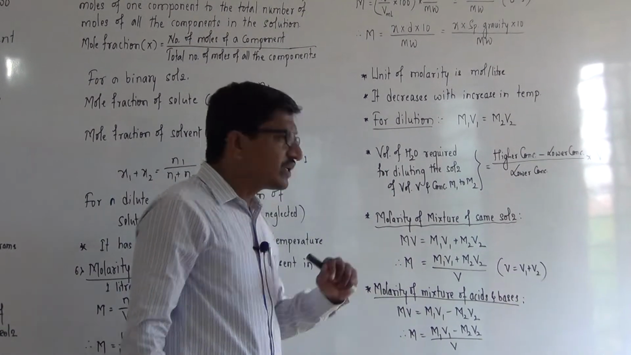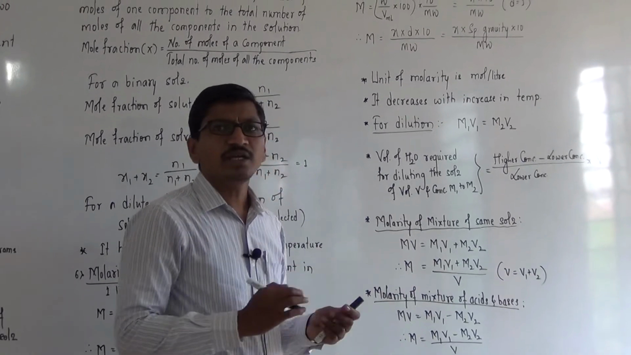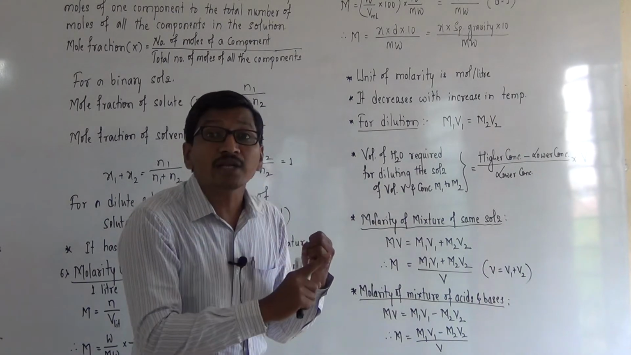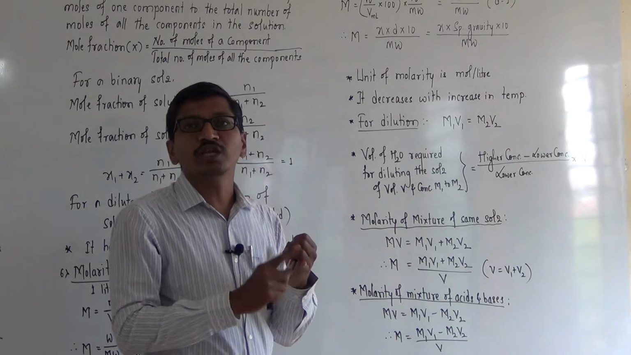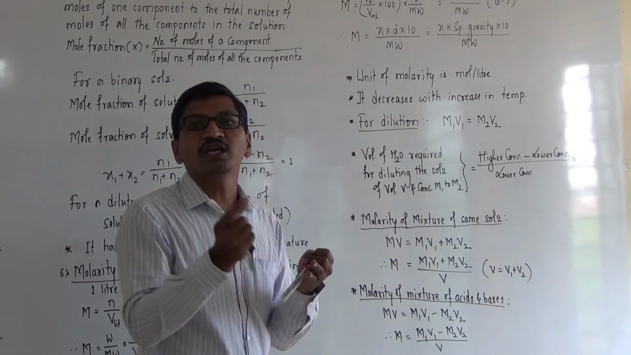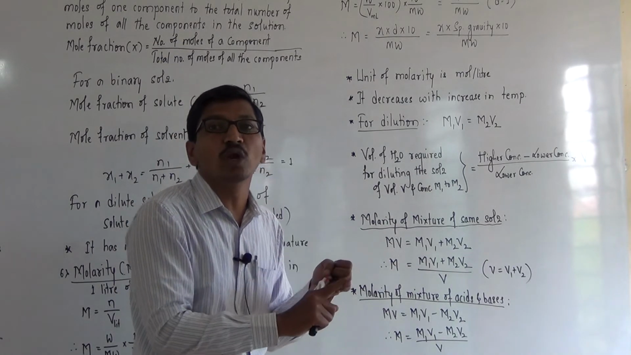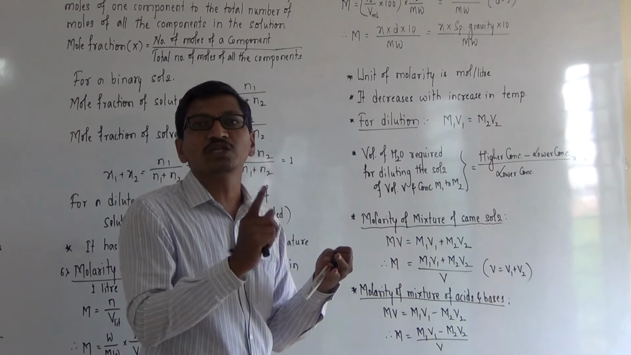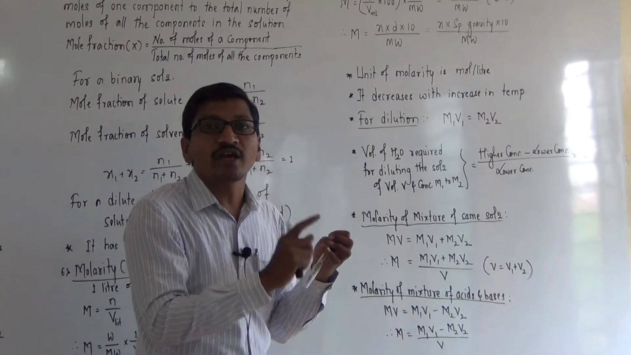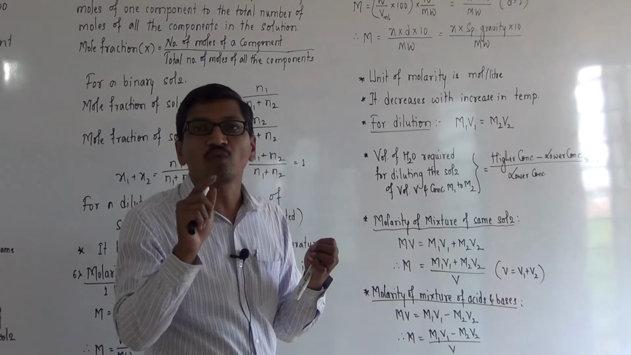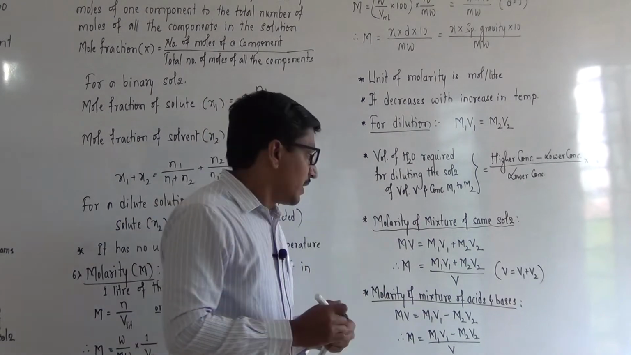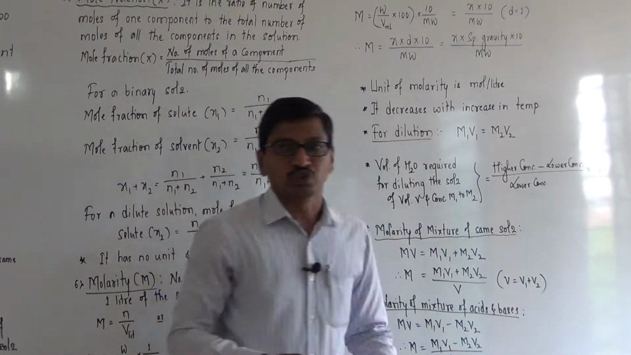And if the molarity of the solution is 1, it is called molar solution. If the molarity of the solution is 0.5, it is called semi-molar solution. If the molarity of the solution is 0.1, it is called decimolar solution. If the molarity of the solution is 0.01, it is centimolar. And if the molarity of the solution is 0.001 M, it is called millimolar solution. This is about the molarity of the solution.